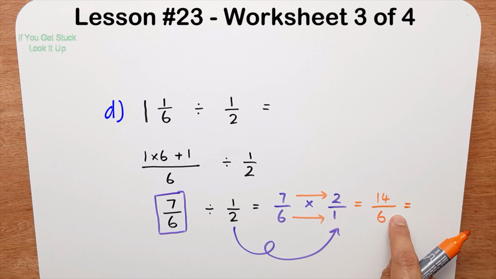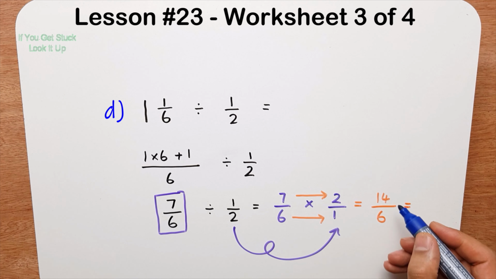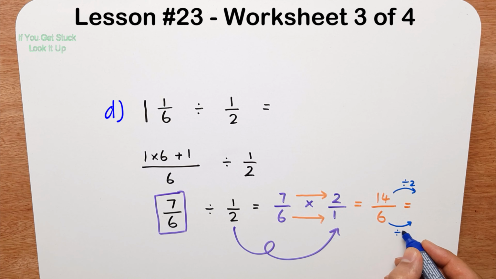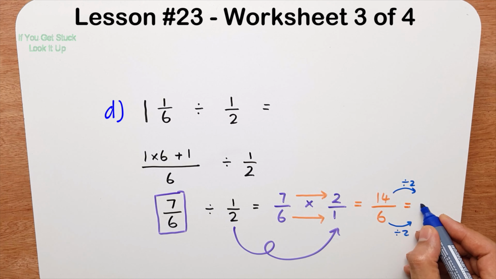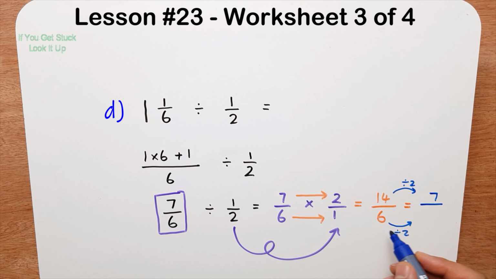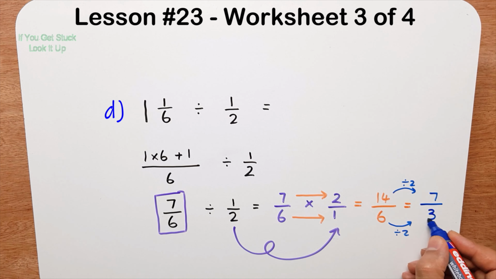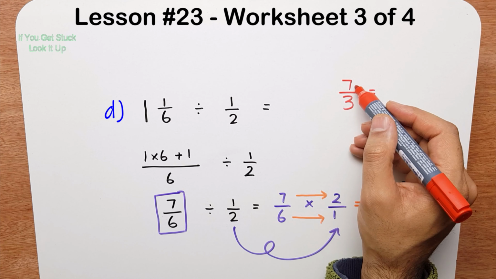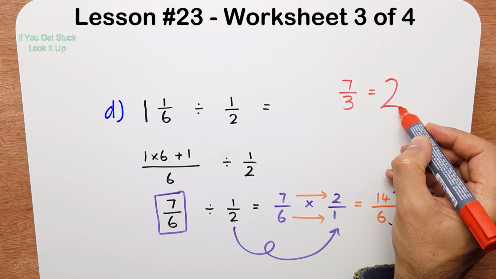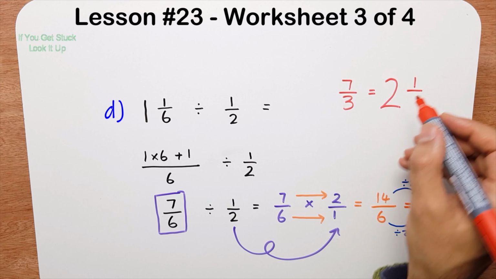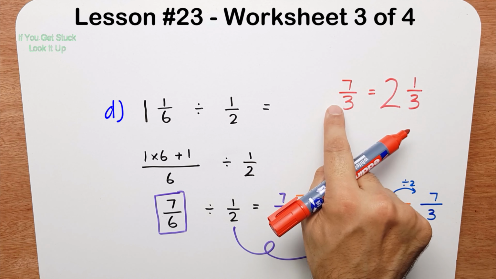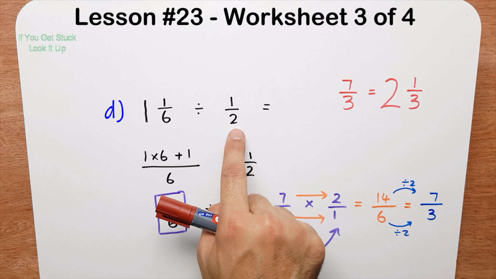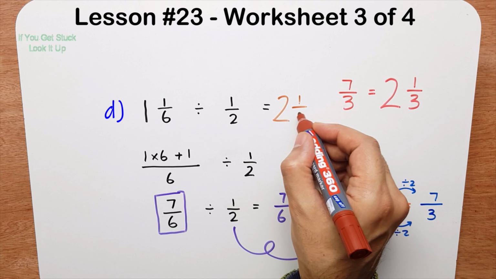So let me simplify this before turning it into a mixed number. They're both even numbers, so I can divide the numerator by 2 and the denominator by 2. Remember, these two numbers have to be the same. So 14 divided by 2 is 7. 6 divided by 2 is 3. How many 3s are there in 7? There's 2 lots of 3s, so that's the big 2. Remainder 1, and the remainder goes at the top, and this 3 goes to the bottom. So 7/3 is equal to 2 1/3. 1 1/6 divided by 1/2 is 2 1/3.